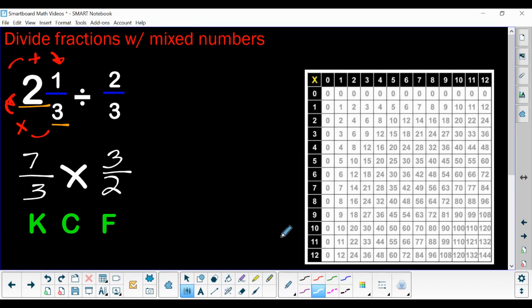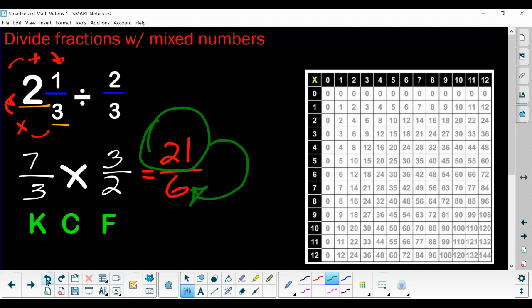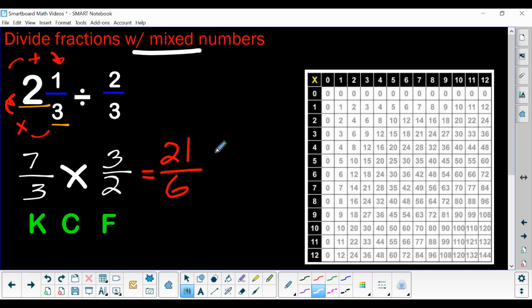Now let's multiply my answer. 7 times 3 gives me 21. 3 times 2 gives me 6. And your work is not done. Anytime you have an improper fraction, meaning that the top is bigger than the bottom, we're going to have to use Thibault to make it into a mixed number. That's why I have right here in the title, mixed number.